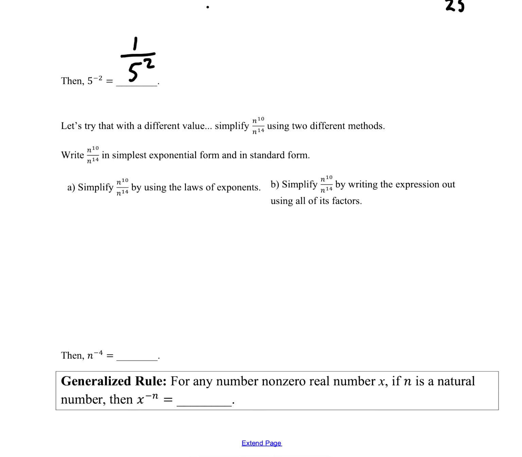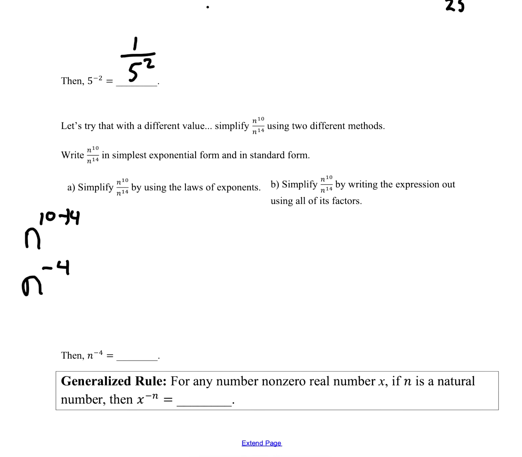I want you guys to do the same thing here. Simplify using the law of exponents, and simplify it by writing out all of its factors. So we have n to the 10th divided by n to the 14th. If I'm going to simplify this using the law of exponents, we are dividing with the same base, so we would subtract the exponents. So it would be n to the 10th minus 14, which would be n to the negative 4.